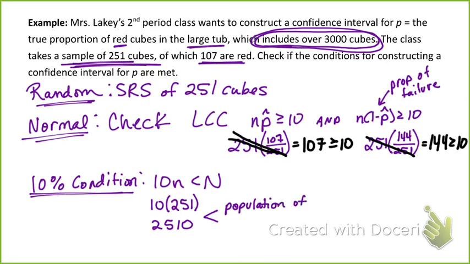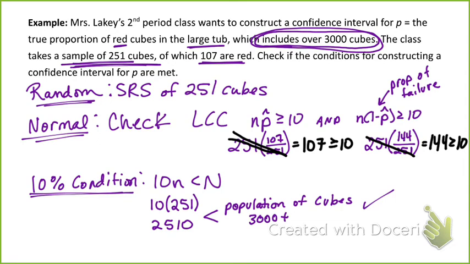population of cubes? Now, here's the deal. You don't know exactly how many are in the population. You may never know. But you do have a clue. The clue is that it's greater than 3,000. Is some number greater than 3,000 bigger than 2,510? Yes. All of these conditions work, you guys.